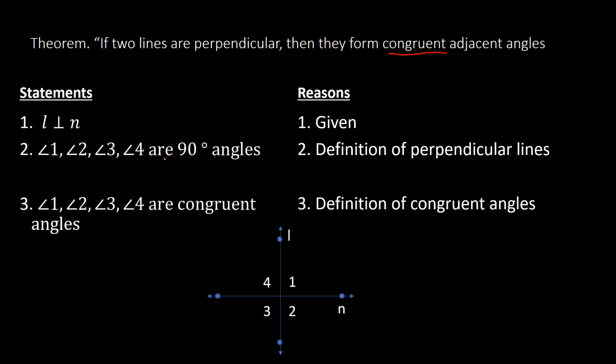And we're already done with the proof. Notice that is what we're trying to prove. We are trying to prove that they form congruent adjacent angles, which is what we have right here. We have all the angles being congruent.